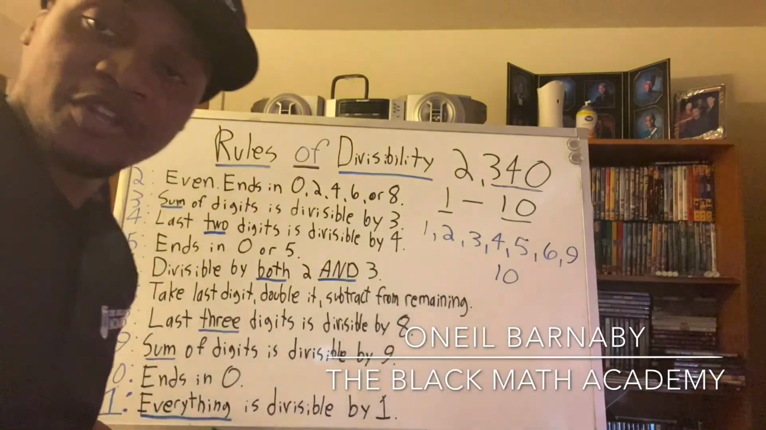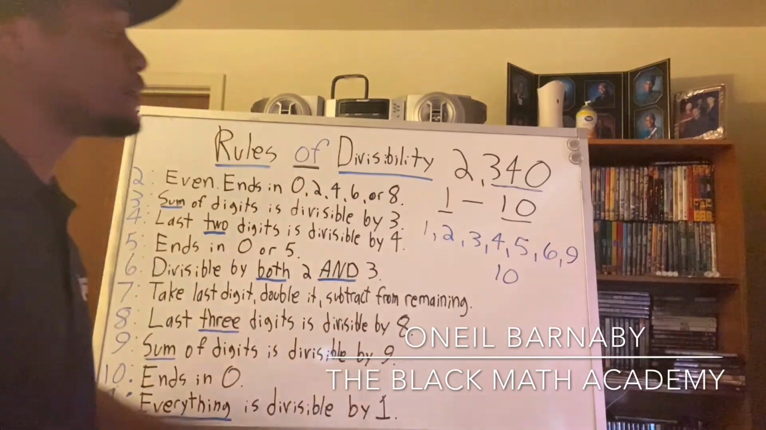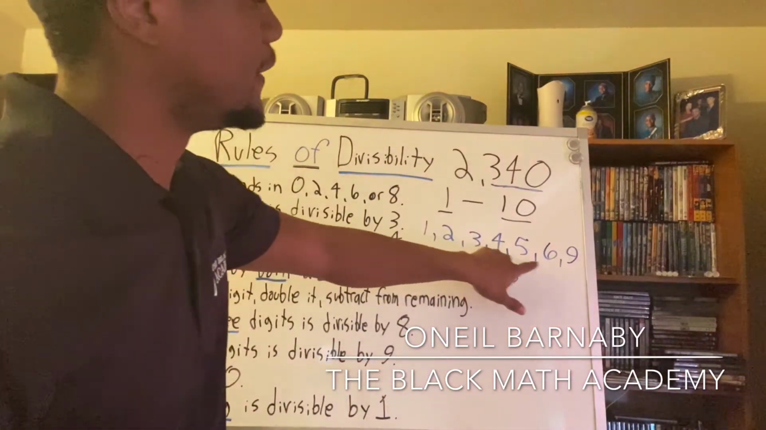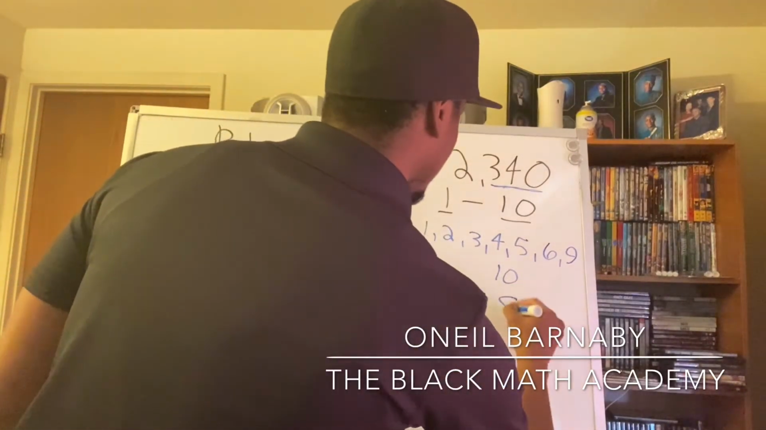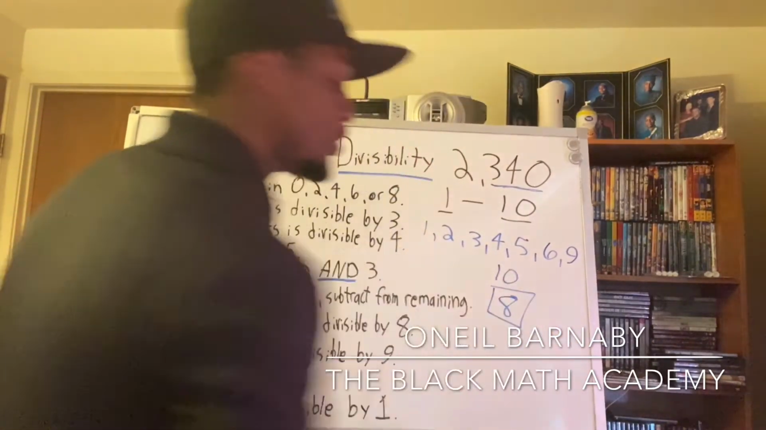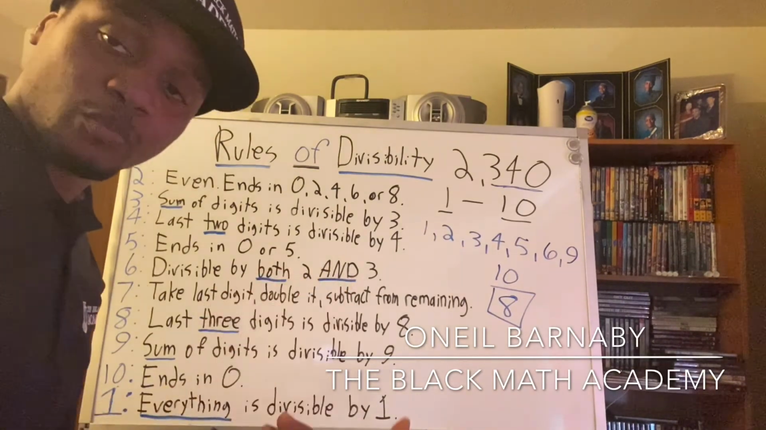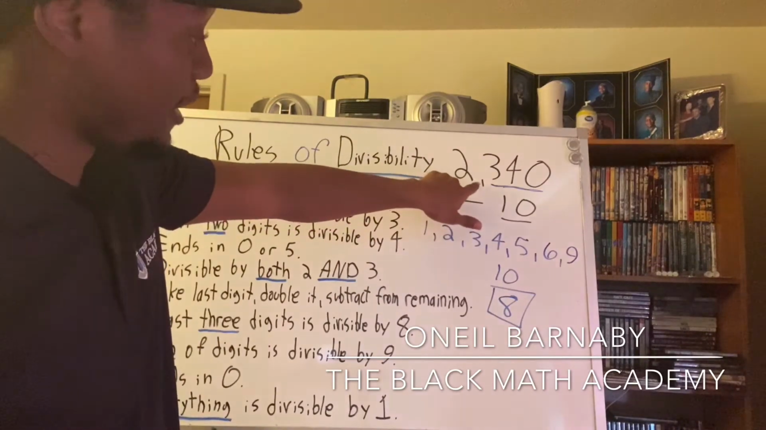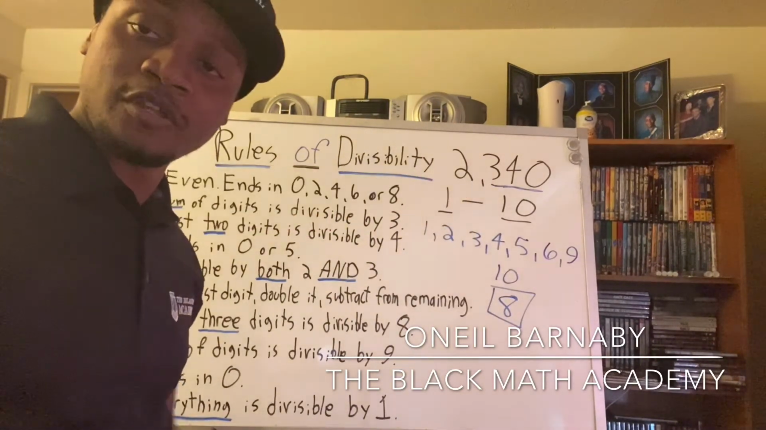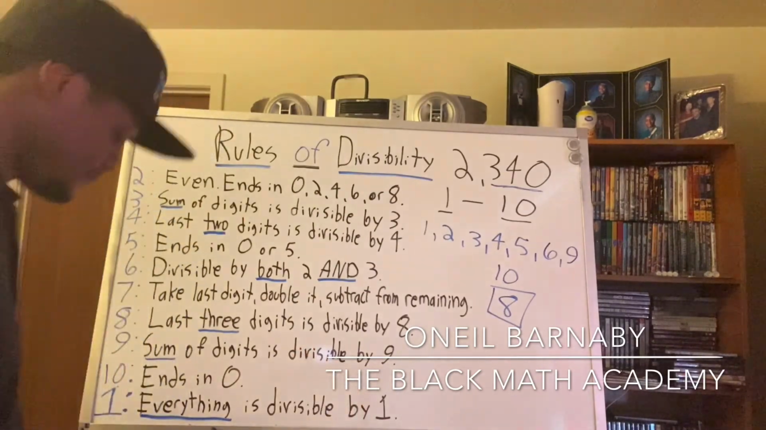So between the numbers from 1 to 10, including 1 and 10, we have 1, 2, 3, 4, 5, 6, 7, 8. So we've got 8 total numbers between 1 and 10, including 1 and 10, that are able to go into 2,340 and give you a whole number as an answer when you divide it.